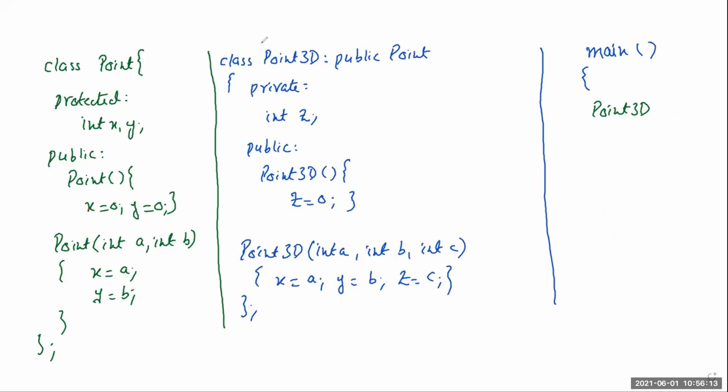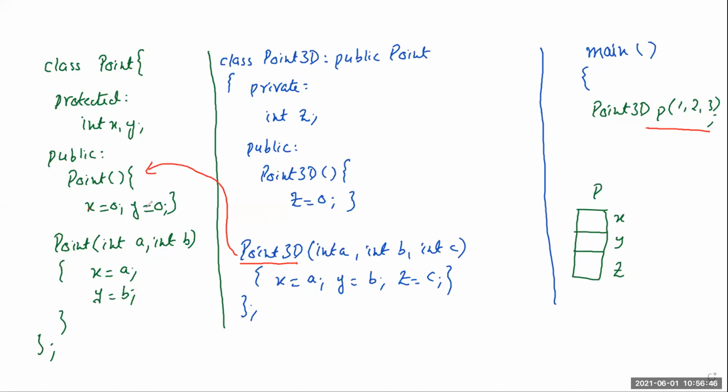Maybe I make an object of this child class P, but this time I write 1, 2, 3, meaning I am passing three arguments. Now just for discussion, again, see what is going on. This is our P. P has X, Y, and Z. Now let's discuss what will happen here. I am calling the parameterized constructor of the child, meaning I am calling this constructor. But before this constructor, what will happen? First, the default constructor of the parent class is called.